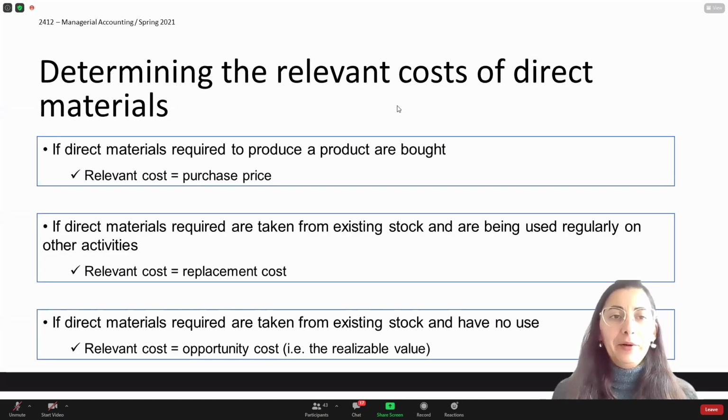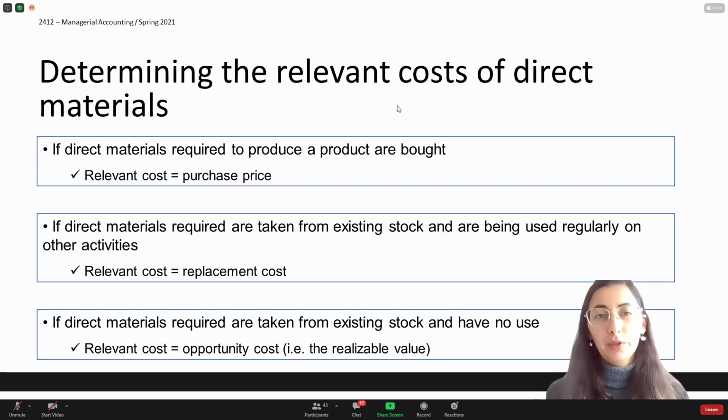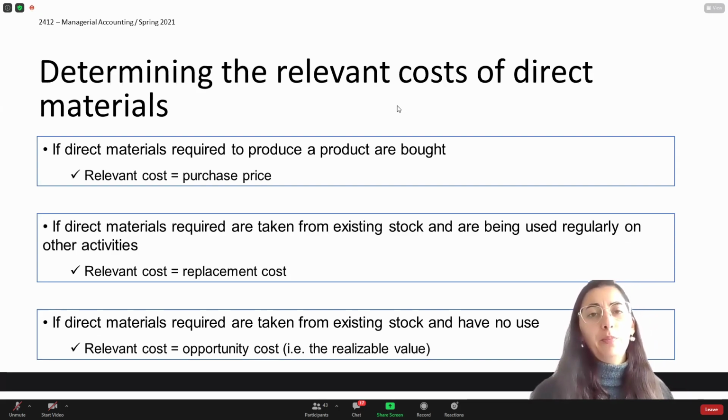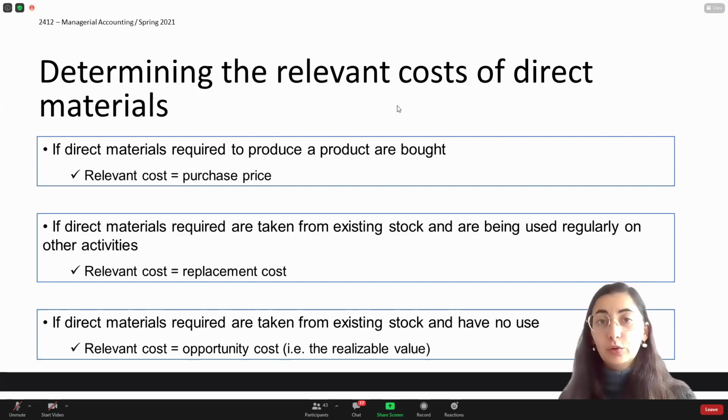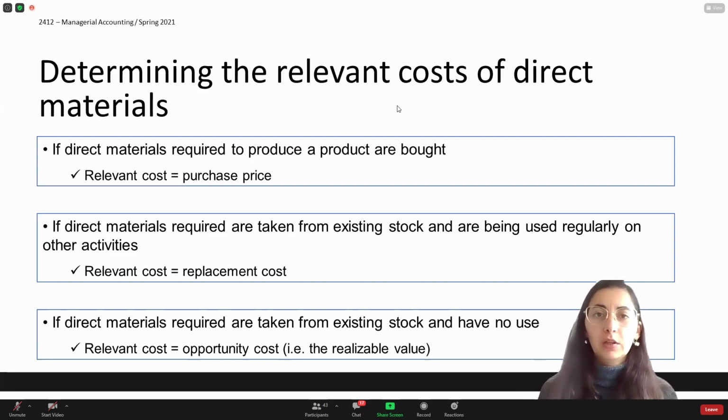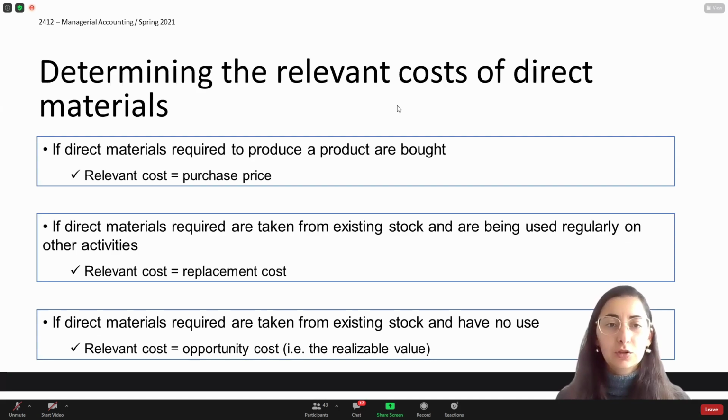Now let's look at direct materials. To get the relevant cost of direct materials, we have different cases. If the direct material is required to produce and we do not have it in stock, we have to purchase the material, then the cost of this material will be the purchasing price, plus any extra transportation or purchasing costs. That will be the relevant cost if we do not have it in stock.